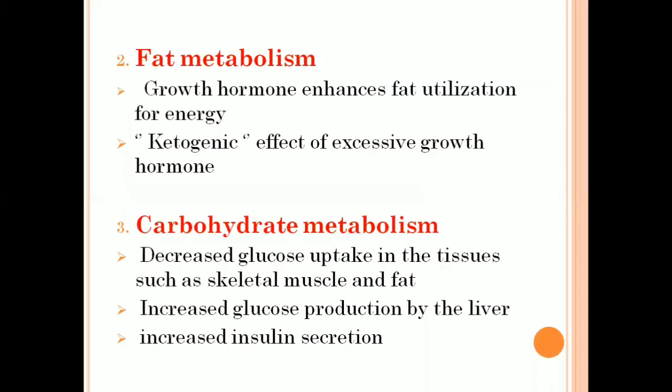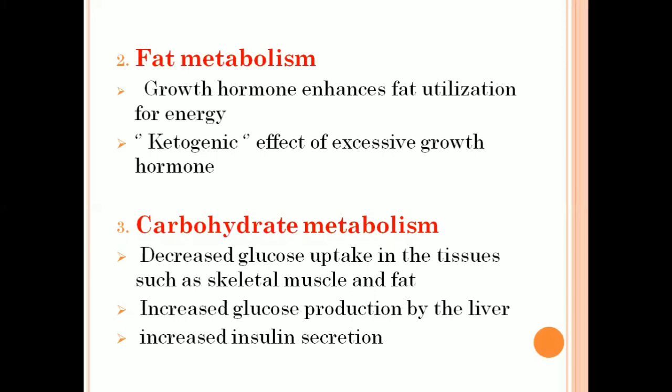On fat metabolism, growth hormone enhances fat utilization as a source of energy even when carbohydrates and proteins are available for energy. It enhances the mobilization of free fatty acids from the adipose tissue, and this free fatty acid is converted to acetyl-CoA and used as energy. But whenever there is excess growth hormone, excess free fatty acids are liberated, and they are converted to acetyl-CoA, and it is transformed to acetoacetate, and ketone bodies are produced, giving the ketogenic effect.